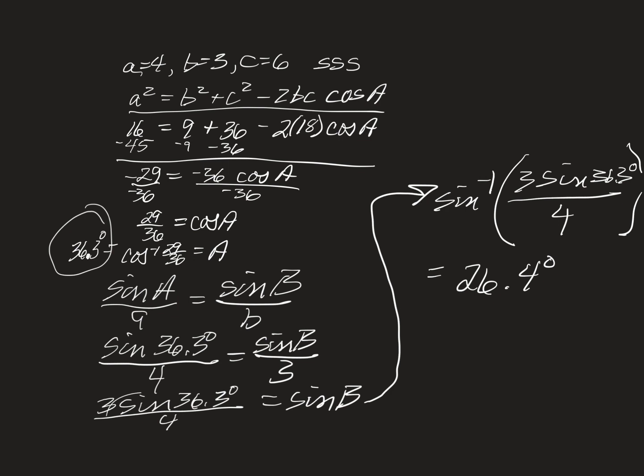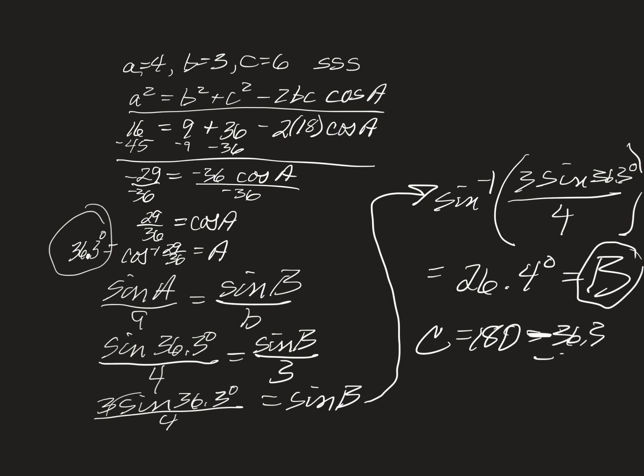And so this is going to be equal to 26.4 degrees, and this will be angle B. So now we have angle B, we have angle A, so now we can get angle C. 180 minus 36.3 minus 26.4 equals 117.3 degrees. All right? And we have now solved this triangle.